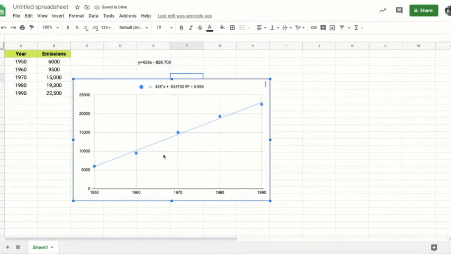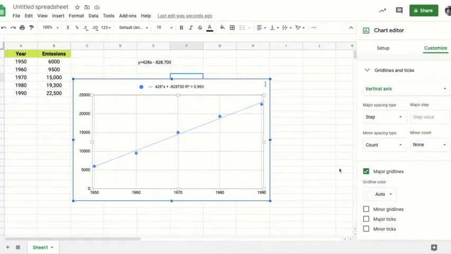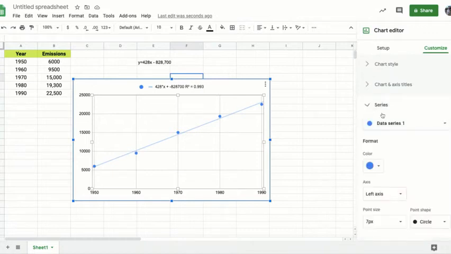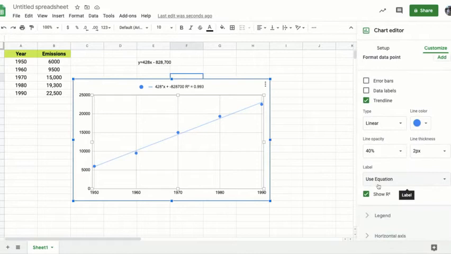So again, I came here. There we go. Sorry to get my chart back. I went to customize. I scrolled down to series. I turned my trend line on. My label went to use equation, and I showed my R squared value, and that gives you the information you want.